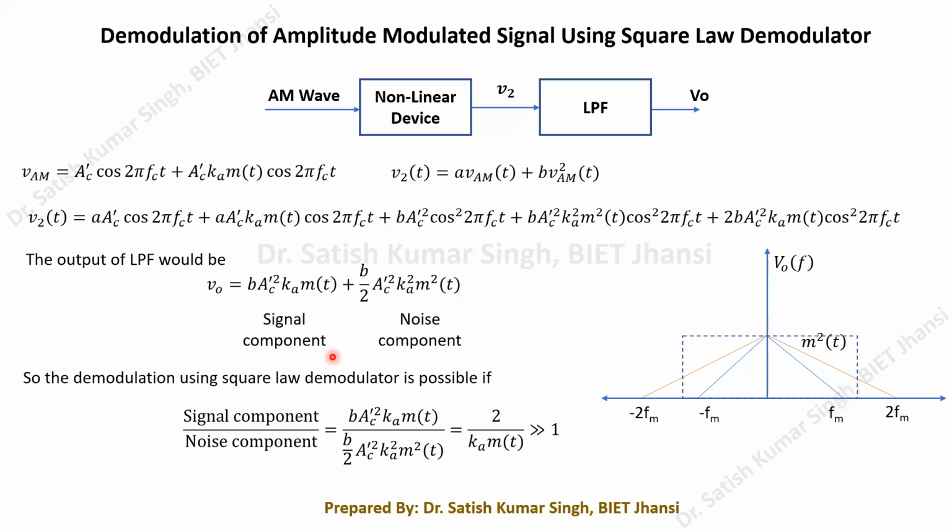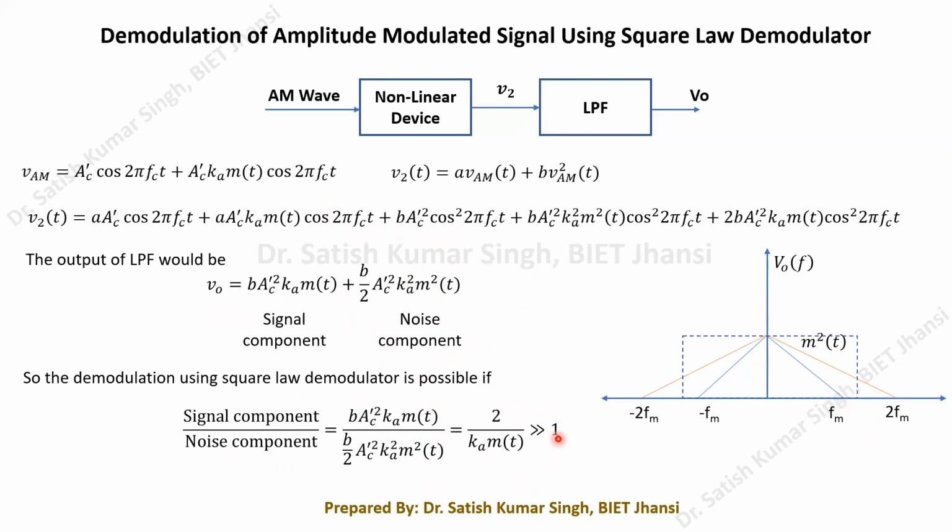Okay, so because of this, we need to have a certain condition. If I'm calling this a noise component and this a signal component, then if we calculate the signal component to the noise component ratio, you can easily verify this expression. I can substitute this signal component and noise component. You will get 2 upon ka m(t). So if this factor 2 upon ka m(t) is much larger than unity, then only a reliable reception of the message signal could take place. You remember that.